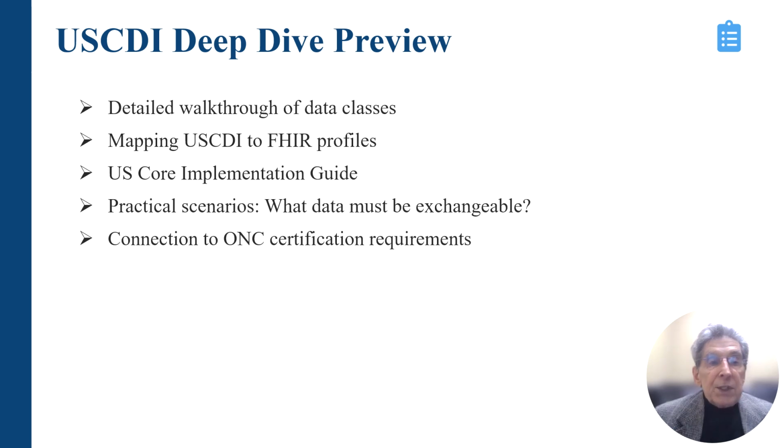And then when we get to the USCDI deep dive, we're going to do a detailed walkthrough of the data classes. Not just listing them, but understanding what each one requires. What specific data elements are in the demographics class? What codes are required for problems? And we'll map the USCDI to FHIR profiles. The USCDI defines what data must be exchangeable, but FHIR defines how. And the US Core Implementation Guide bridges them, providing FHIR profiles that satisfy the USCDI requirements.